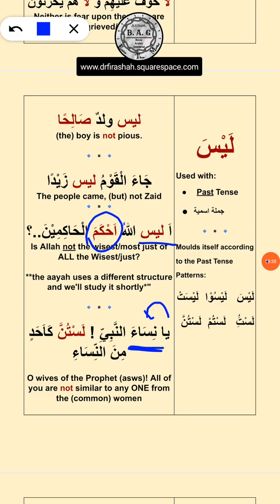Next, lastunna ka ahadim minan nisai. O wives of the Prophet ﷺ, all of you are not. Ka is your harf jar for similarity, ka ahadin, like one of. You cannot exactly translate it word to word, so you'll have to resort to the English theme. You can understand this entire thing in Arabic, but you'll need to make some necessary changes if you want to translate it to another language. So all of you are not similar to anyone from the common women. So this was an example of lastunna.